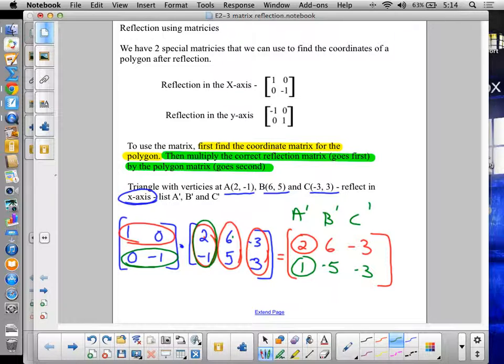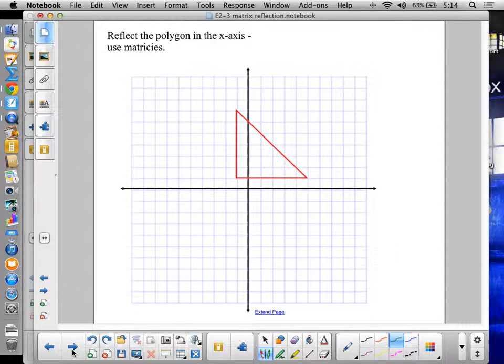So with matrices, we've been able to do this, again, without a diagram, without having any rules memorized other than what is the correct reflection matrix. So not too bad. I'll reflect the polygon in the x-axis, using matrices.